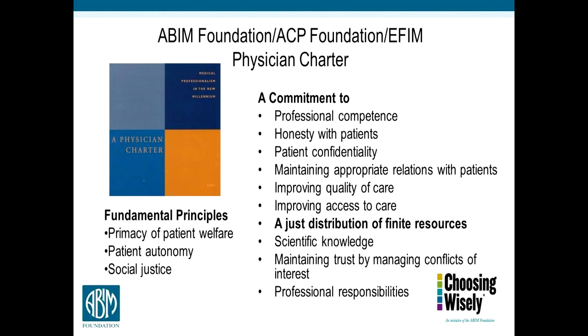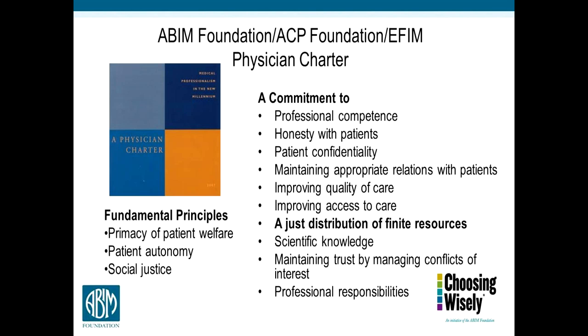Specialty societies were given four things to think about in development of their list, four criteria, but were asked to use their existing processes to come up with the five things. We asked them to have it evidence-based, to have it frequent and high cost, potentially, to be transparent about their process, and to have it under their control.